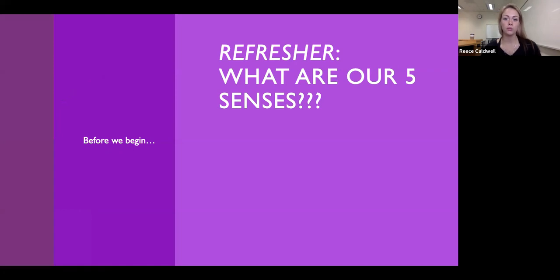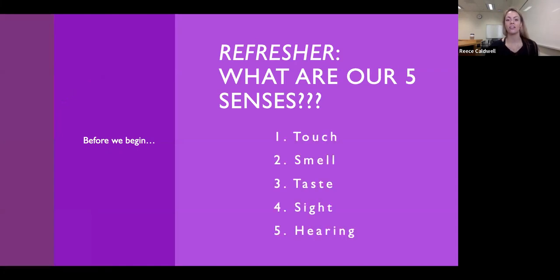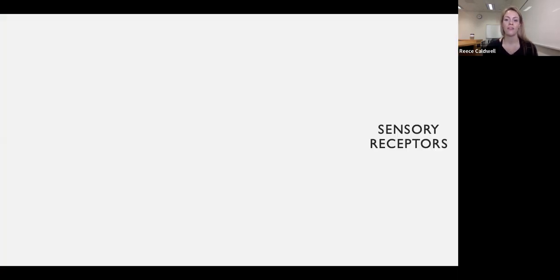Let's do a quick refresher and think of what our 5 senses are. Think back and try and remember if you can. All right, so our 5 senses are touch, smell, taste, sight, and hearing. What we're going to look at today is how we perceive these senses and the mechanisms that we use to do so. We have 3 types of sensory receptors that will pick up these senses.